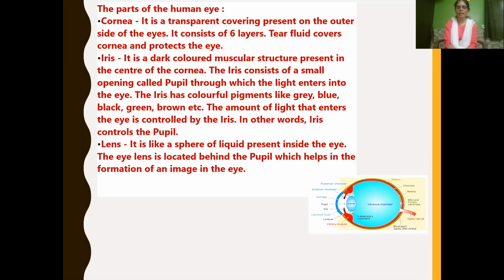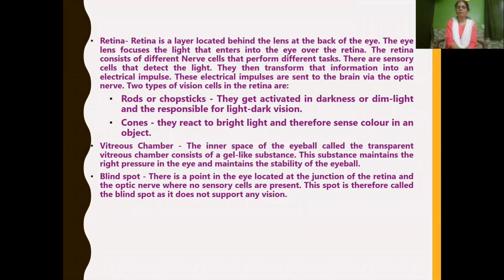Then we have learned lens. Lens is a sphere like liquid present inside the eye. The lens is located behind the pupil, which helps in the formation of image in the eye. Then retina. Retina is a layer located behind the lens at the back of the eye. The lens focuses the light that enters into the eye on the retina.